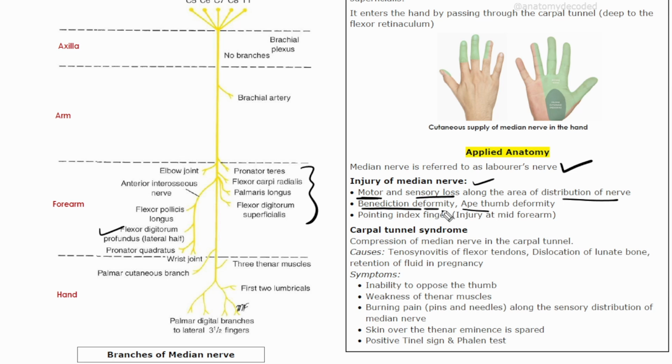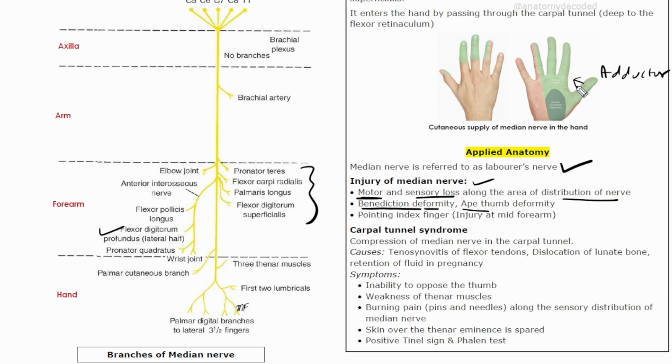And ape thumb deformity, this is actually when the thenar muscles are affected, the adductor pollicis muscle is not affected. Okay, adductor pollicis muscle is supplied by ulnar nerve that will cause adduction of the thumb. That kind of position of the hand is referred to as ape thumb deformity.